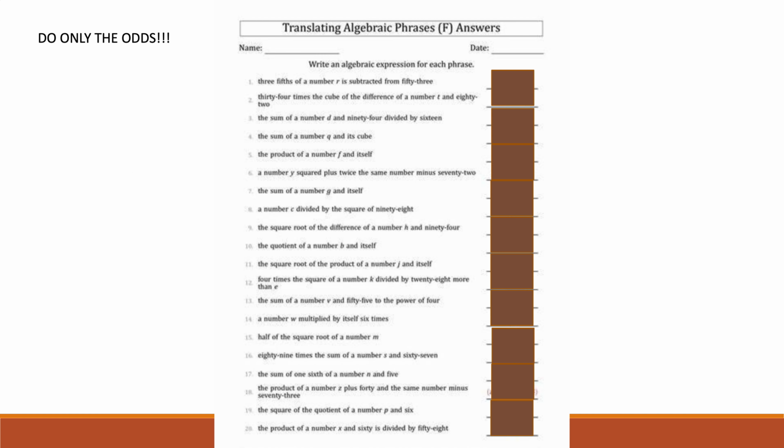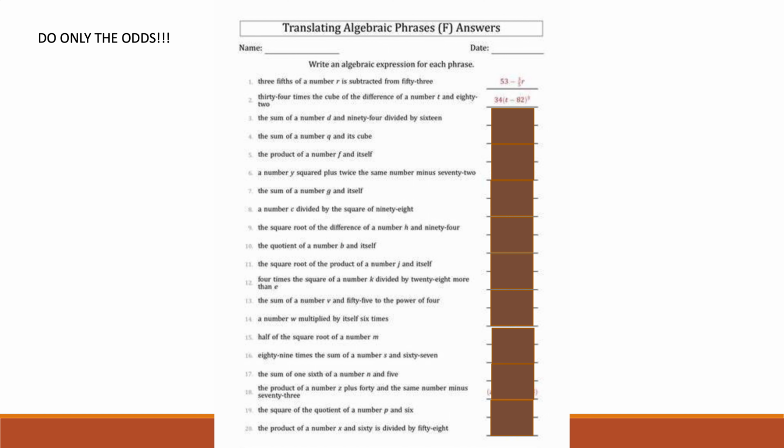Okay, so I know this is a little bit blurry here, but I think you can see it. I only want you to do the odds here. Do the odds on this sheet, and then I'll go over some algebraic phrases for you. Remember, pause, start, stop, all that stuff.